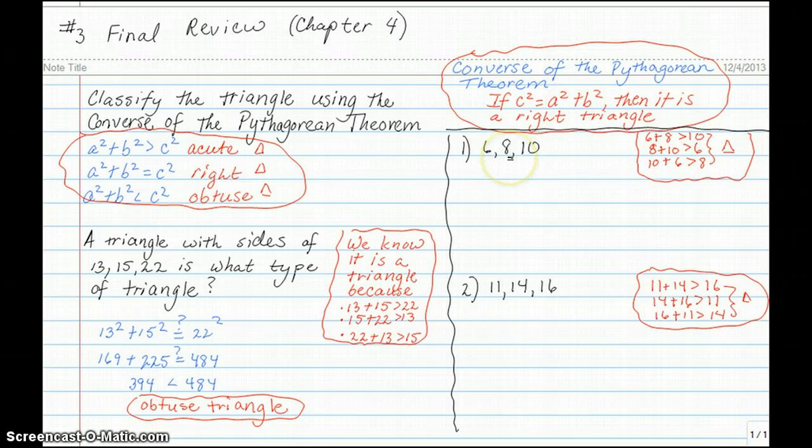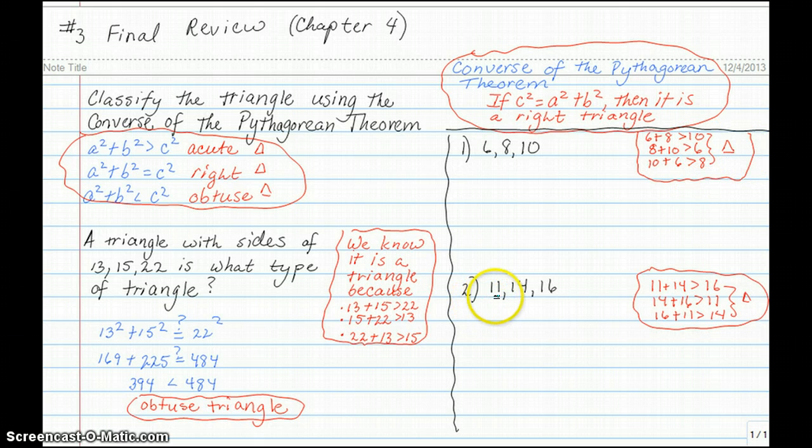If you take two of the sides and add them, and they're greater than the third side, it will be a triangle. 6 plus 8 is greater than 10. 8 plus 10 is greater than 6. And 10 plus 6 is greater than 8. Since all three of those are true, then it's going to be a triangle.